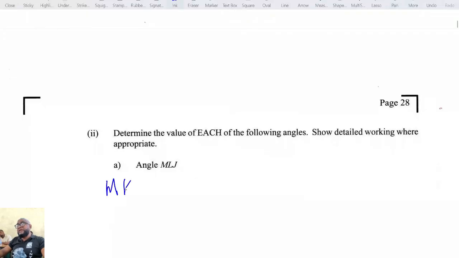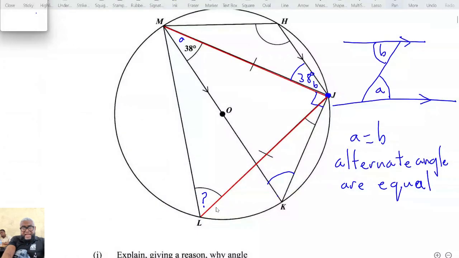So, MKL is equal to 180 minus 90 plus 38. Somebody work that out for me. What is MKL? Let me just highlight it. Right. That's how I highlighted. This is the triangle we're looking at. Right. So this is the triangle we're focusing on.